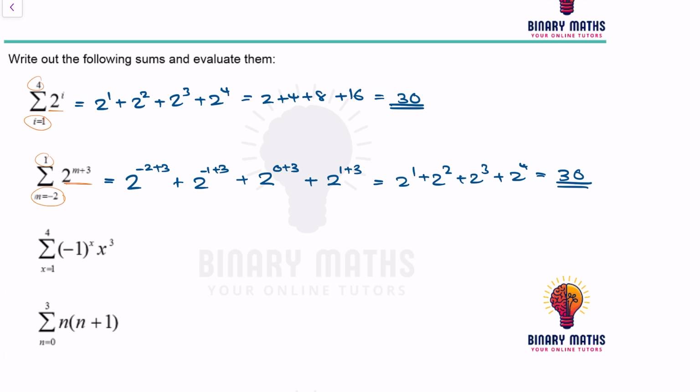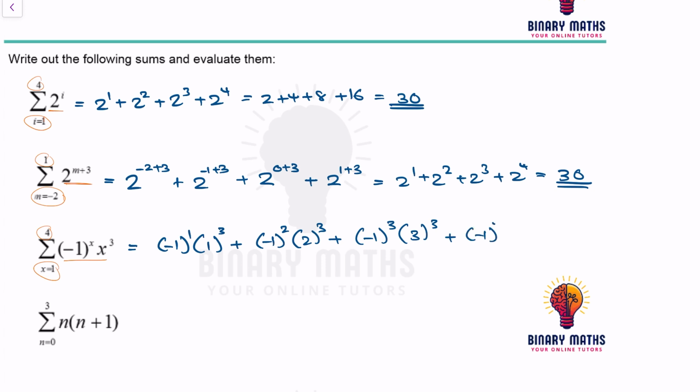Okay, let's look at the next one. So starting from x equals 1 all the way up to 4, and that is my expression. So my first term will be minus 1 to the power of 1 times 1 to the power of 3. Next one will be 2, so substituting 2 in, minus 1 to the power of 2 times 2 to the power of 3, plus minus 1 to the power of 3 times 3 to the power of 3, plus minus 1 to the power of 4 times 4 to the power of 3.